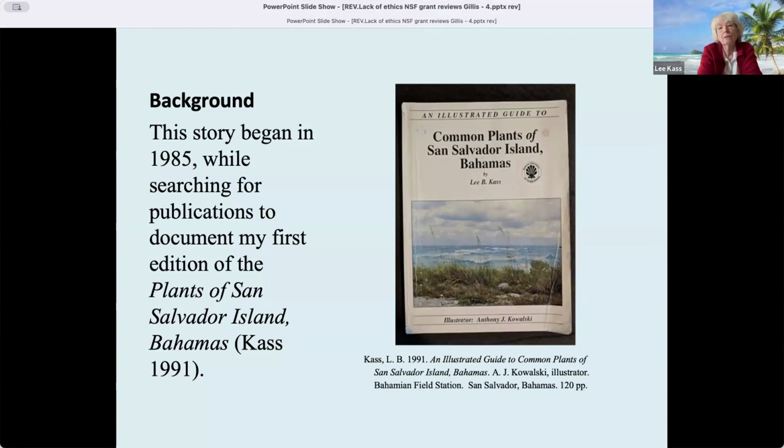And from that, the director of the field station asked us to write a common plants guide with illustrations because there wasn't anything available at the time for the non-botanists. So the class was a general education course for non-botanists. And from that, we began looking for published papers to include in our common plants guide, which was illustrated by one of my students, Tony Kowalski.